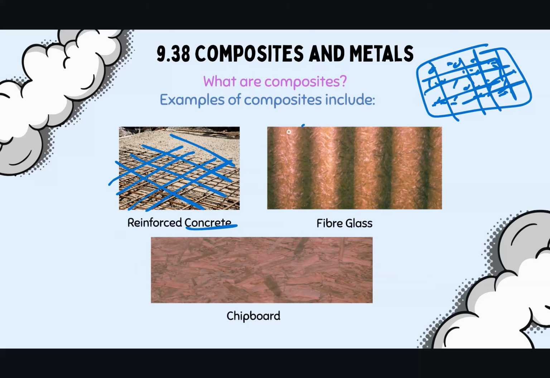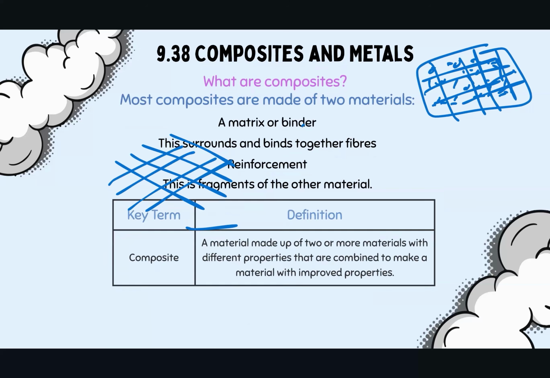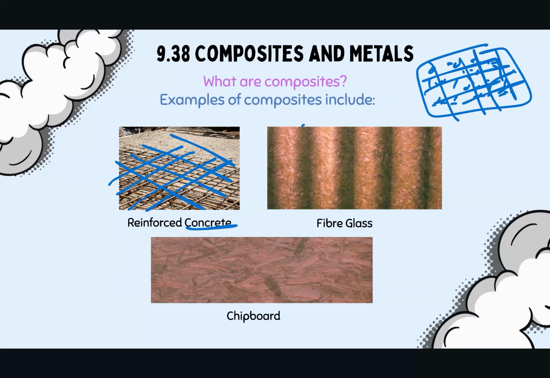In fiberglass, it's made of a special resin, and the resin makes up the matrix or the binder, and then it's got little tiny bits of a type of glass that come together to make fiberglass, which is very, very strong.